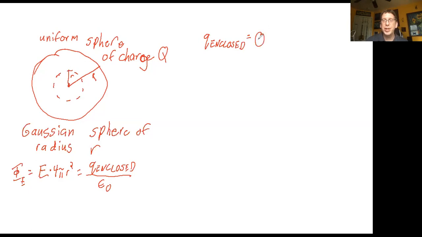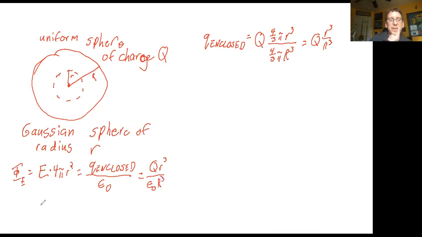So Q enclosed is equal to the total charge, which is just capital Q, multiplied by the volume of the Gaussian sphere. So that's 4/3 pi small r cubed divided by the volume of the entire sphere, so that's 4/3 pi capital R cubed. So this becomes Q times small r cubed divided by capital R cubed. And so we can write this as capital Q small r cubed divided by epsilon naught capital R cubed. And then we solve this for the electric field.